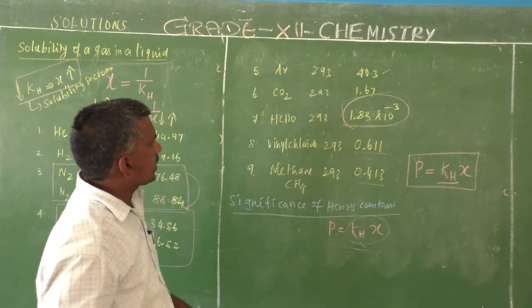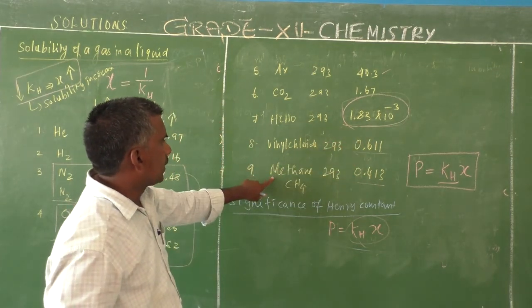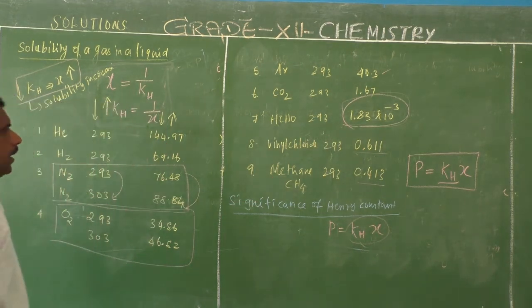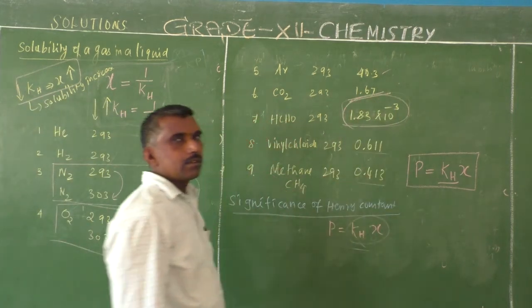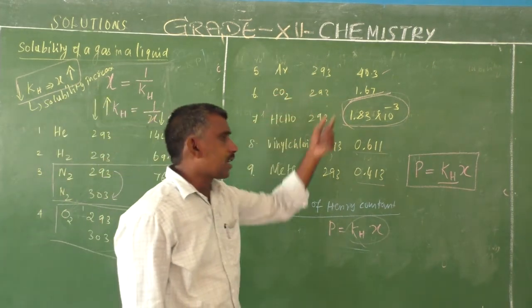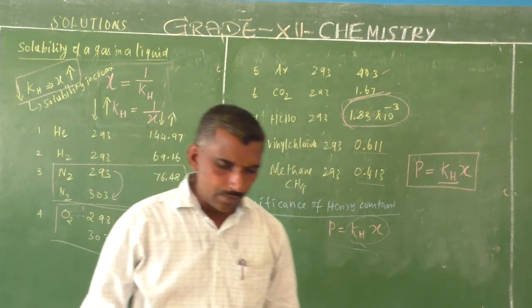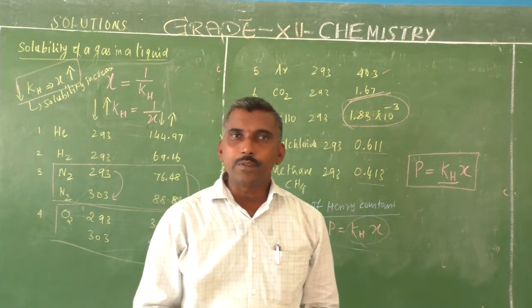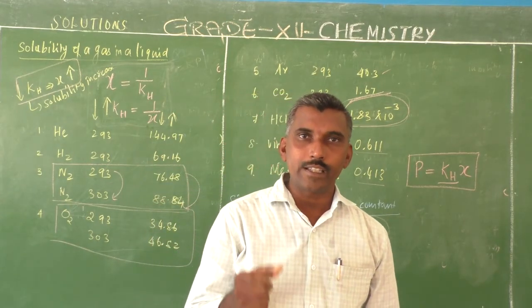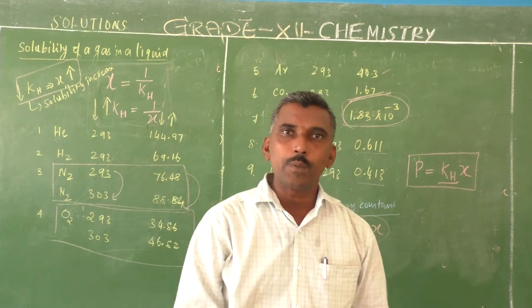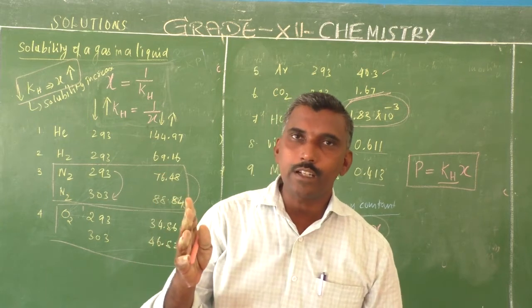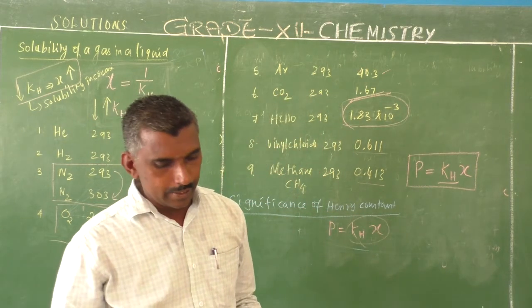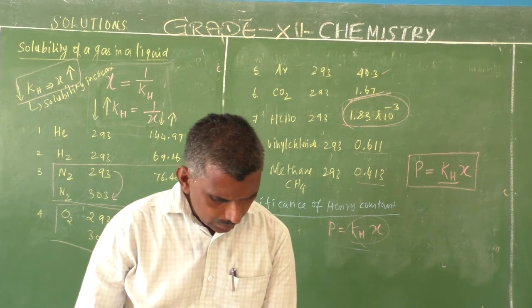Then next, what is the next? Methane and vinyl chloride, carbon dioxide, maximum dissolved, because Henry constant is very low. This is the relation between the Henry constant and mole fraction. That means Henry constant solubility relationship. When Henry constant decreasing, solubility increasing. That's all. Okay. This topic is over.